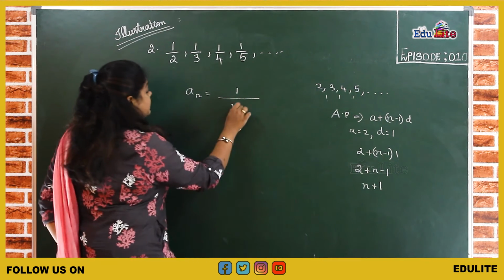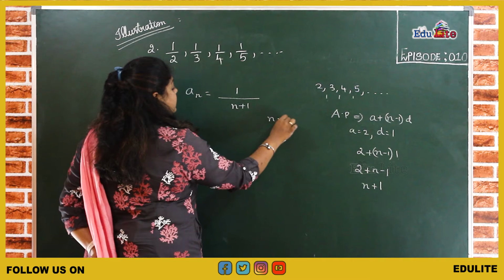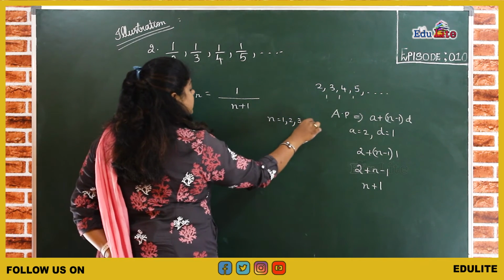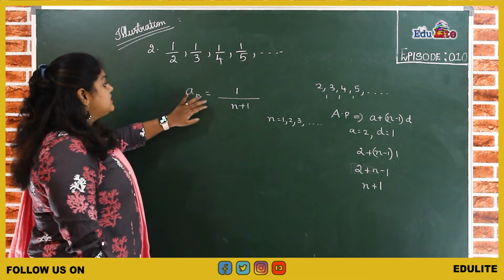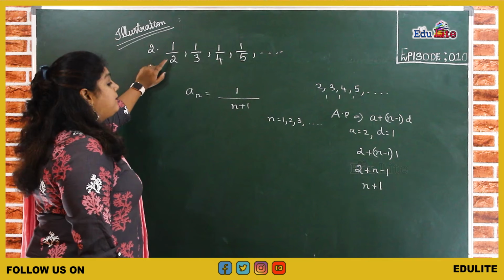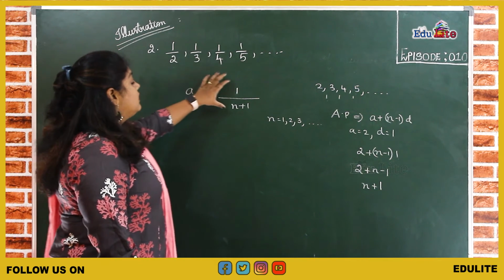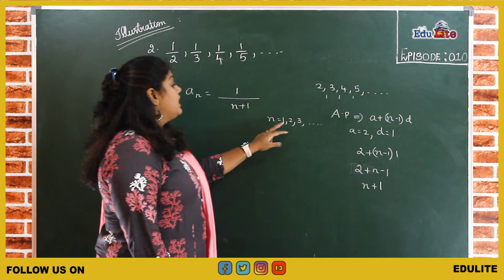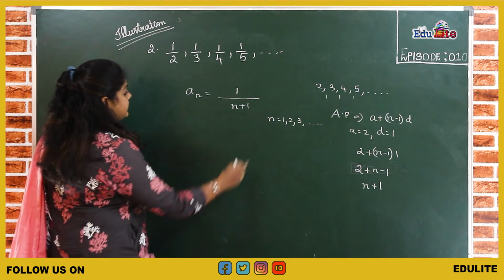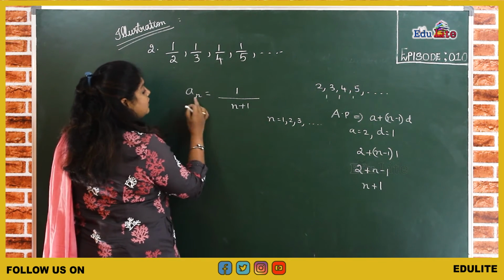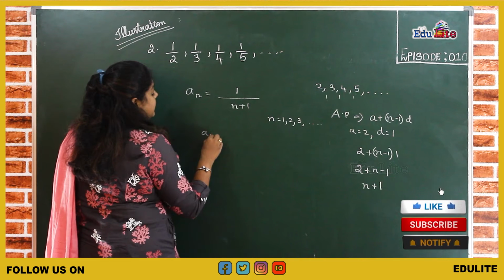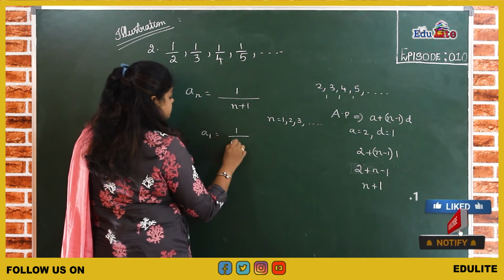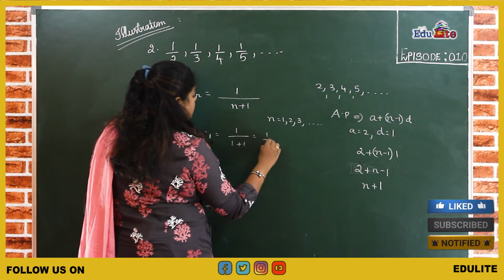Therefore, 1 by (n plus 1), and n varies from 1, 2, 3, and it goes on. So, this is the nth term for the above sequence. Let us check whether this is the right nth term for the above sequence or not. If I consider the value of n as 1, I can substitute the value of n in the above expression: a1 equals 1 by (1 plus 1), which will give me 1 by 2.